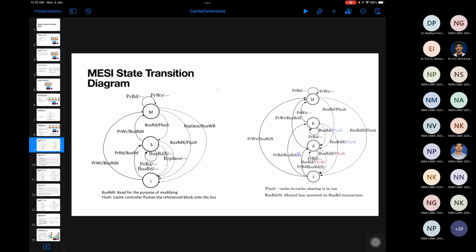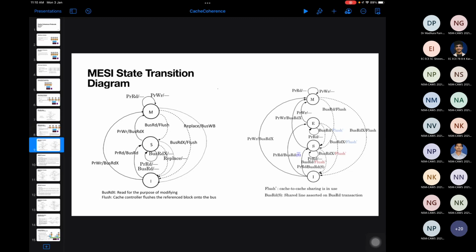I to S. Previously in an MSI protocol, on a processor read, we are going from I to S. But in the case of MESI, on a processor read, based on the shared wired-OR line, if the shared wired-OR line is 0, we just go from I to E. If the shared wired-OR line is 1, we go from I to S. That is what is given by S bar and S in both cases. And for a processor write operation, it's the same as that of MSI protocol. There is no change. Similarly, S to M, there is no change.